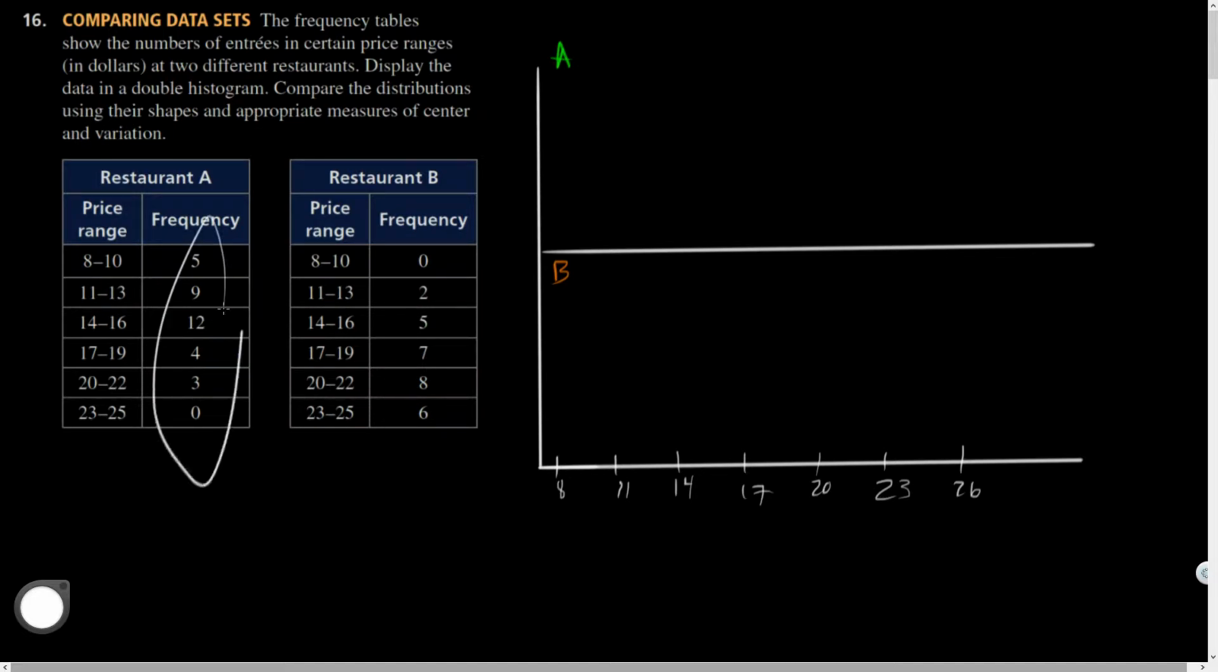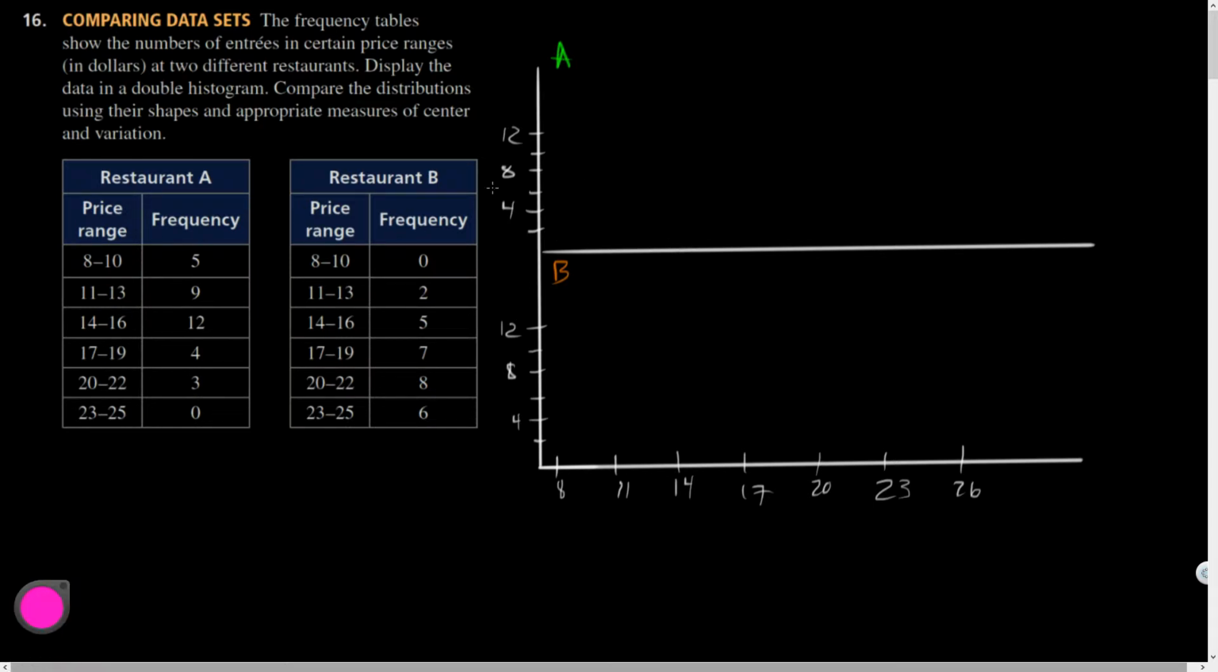Now, how high up do I need to go for these? 12's the highest on that one, and 8's the highest frequency on that one. So for my y-axis, it looks like 2, 4, 6, 8, 10, 12. And then I'll try the same thing up here. 2, 4, 6, 8. Right, so I'll label every other one.